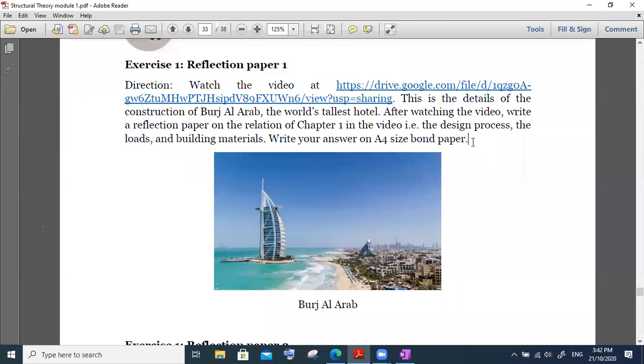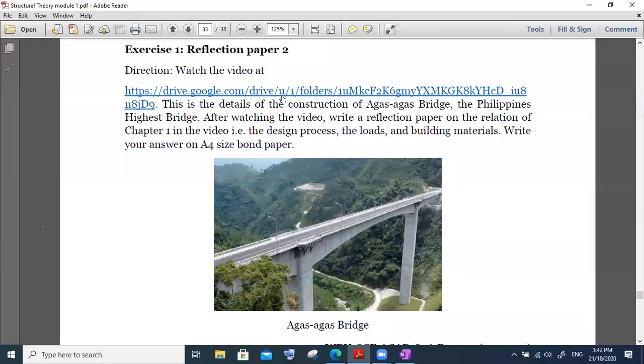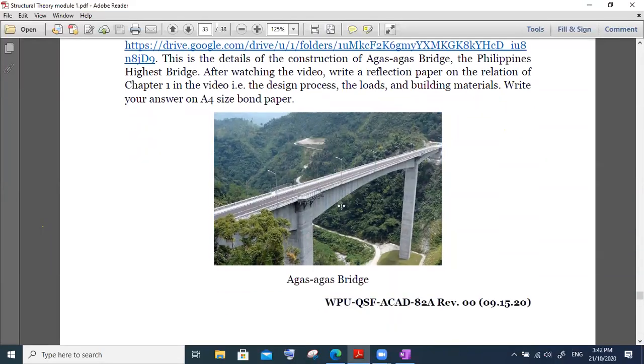Kailangan nyo siyang isulat kamay. Later, isi-share ko rin to, yung link na to dun sa group. Pero kailangan kong i-approve para mapanood nyo siya. And the same, of course, dito sa gagawin nyo rin, dito kay Agas-Agas Bridge. So far, wala pa tayong deadline nito.